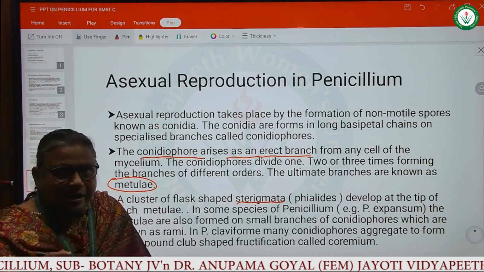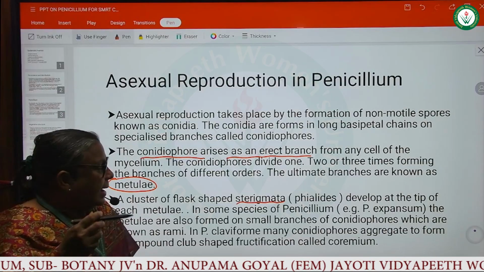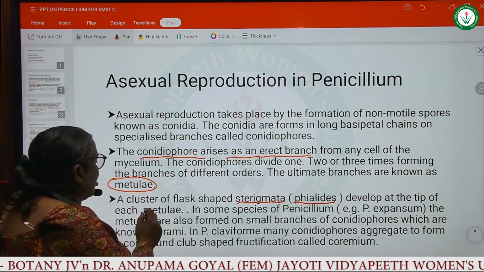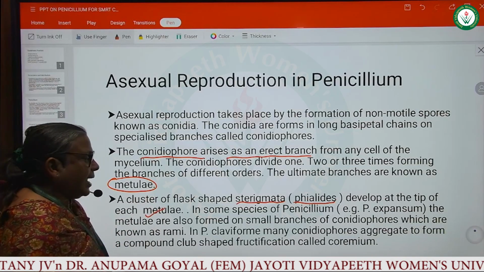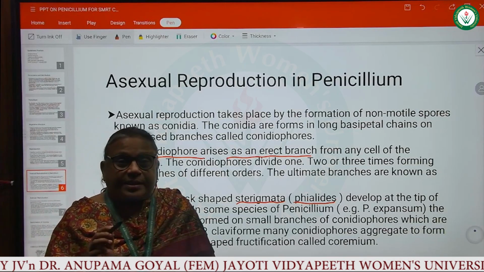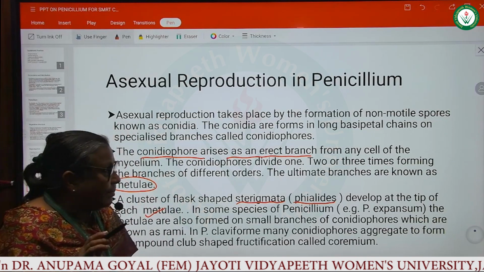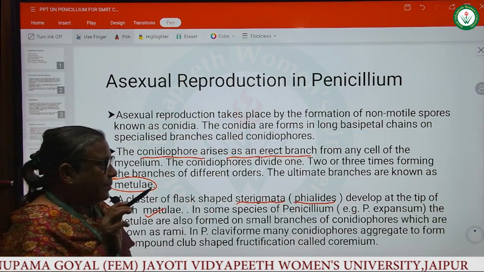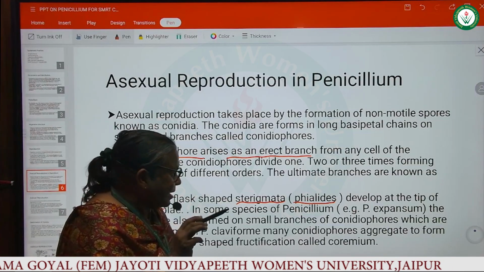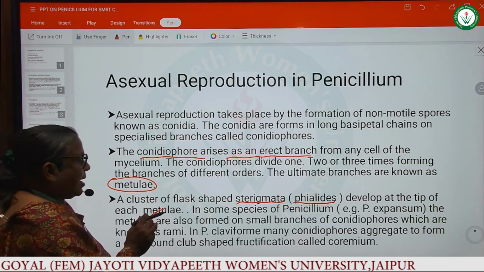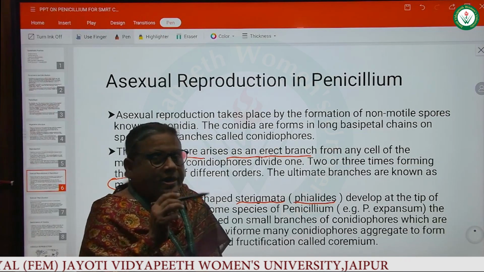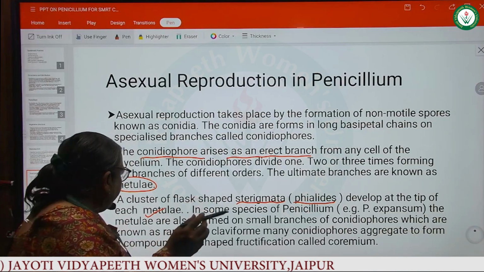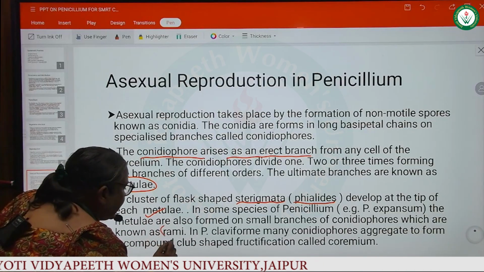Flask-shaped sterigmata, also called phialides, develop at the tip of each metula. In some species of Penicillium, for example Penicillium expansum, the metulae are also formed on small branches of the conidiophores, which are known as rami.